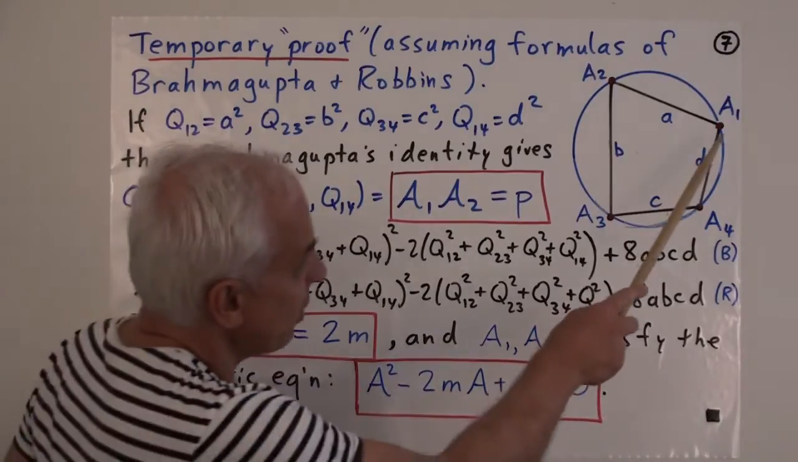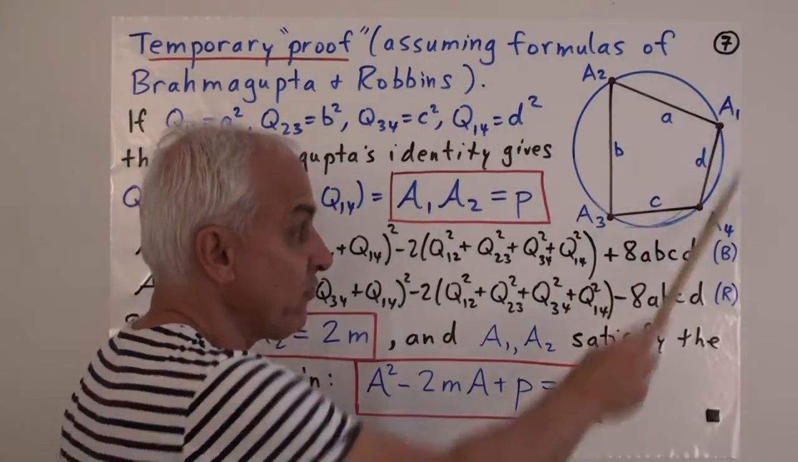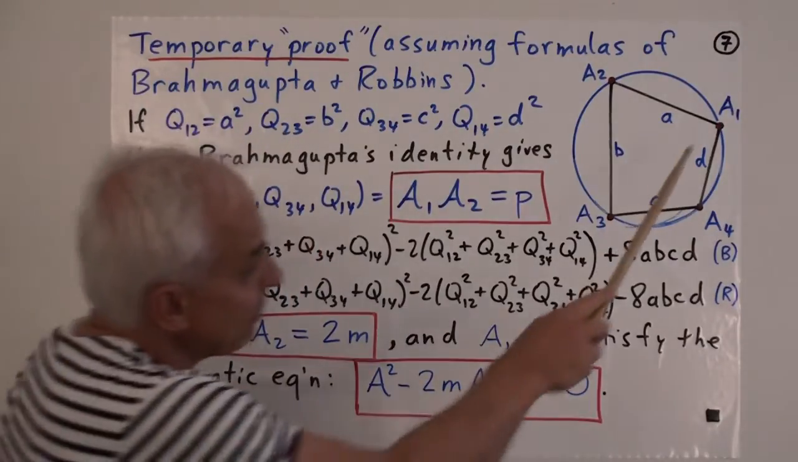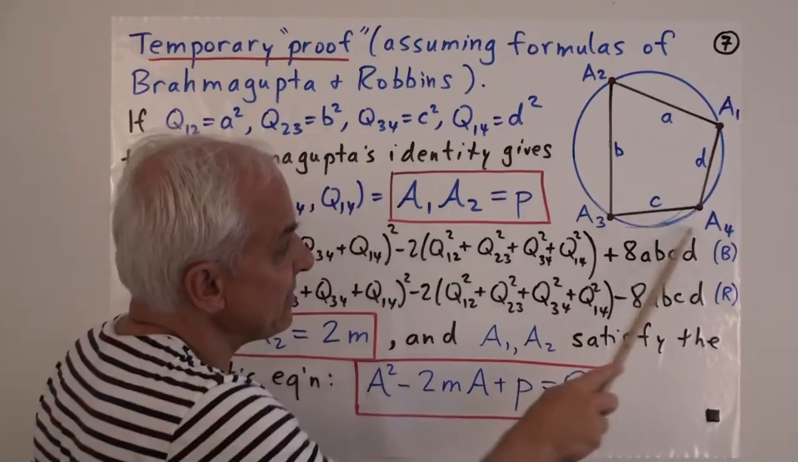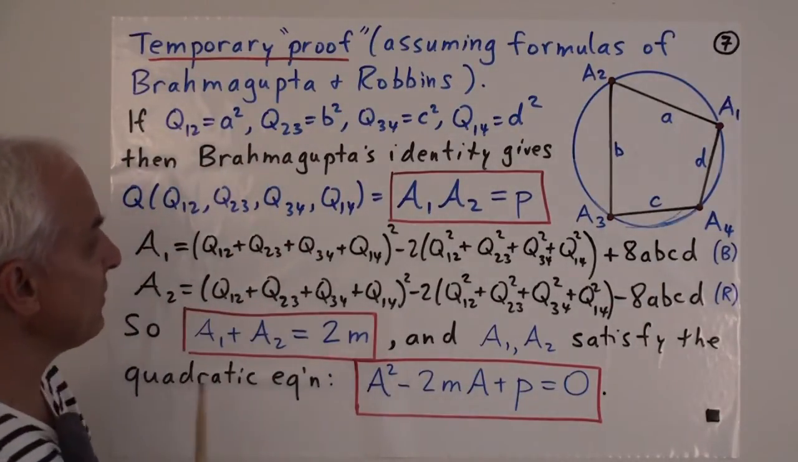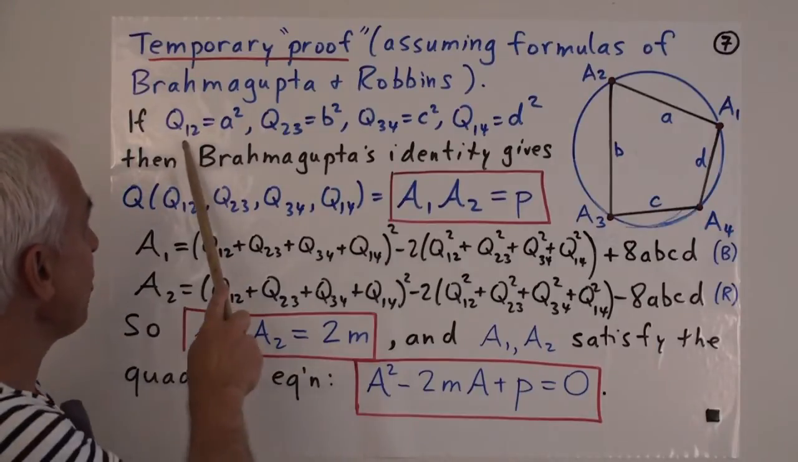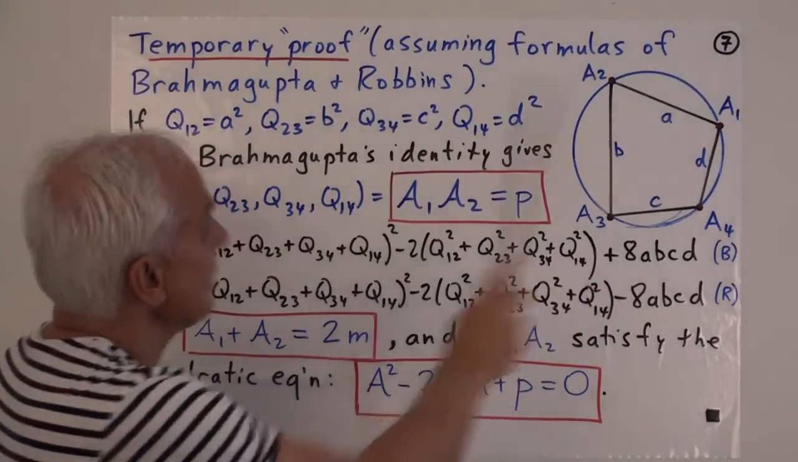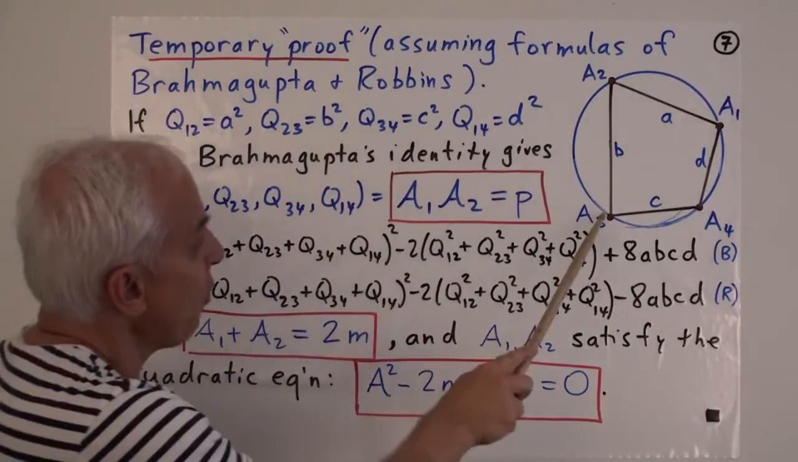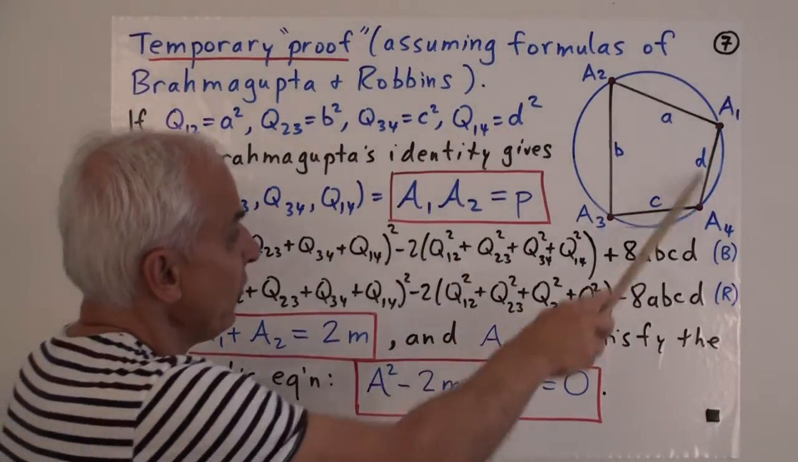So here's our quadrilateral, A1, A2, A3, A4. I've drawn it as a convex one, but it's not necessary that it's convex. Here are the side lengths a, b, c, d, and we'll use that notation as well as the quadrance formulas, so that the quadrance Q12 is just a squared, Q23 is b squared, Q34 is c squared, and Q14 is d squared.